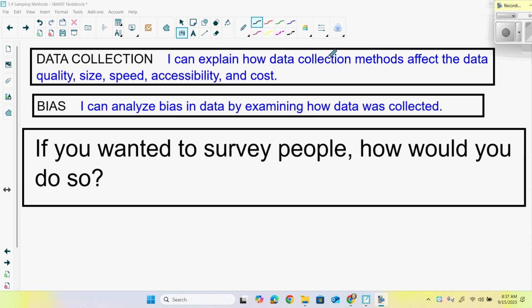Hello and welcome to our lesson 1.4 on sampling methods. What I want to show you is these are the two main ideas that are going to be covered for these 2 weeks. And we're doing data collection today.